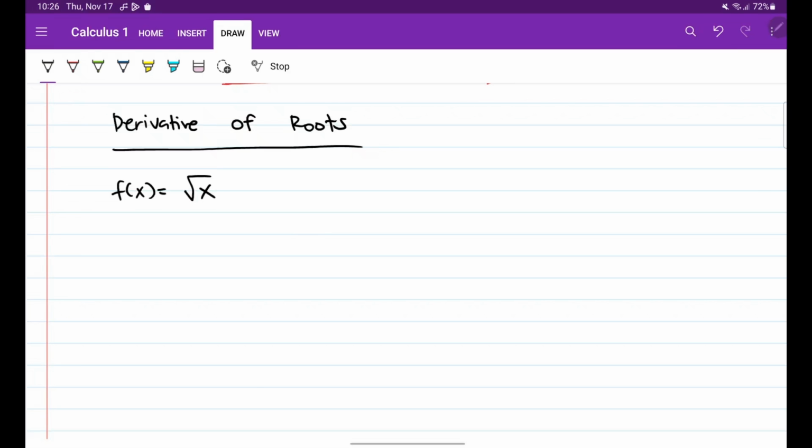Okay, so welcome to Quick Calculus, and in this video gusto ko lang pasadahan saglit yung derivative ng mga roots, no, or mga square roots, mga cube roots.